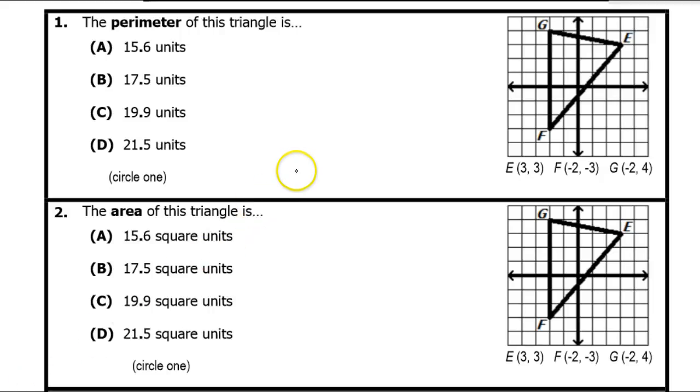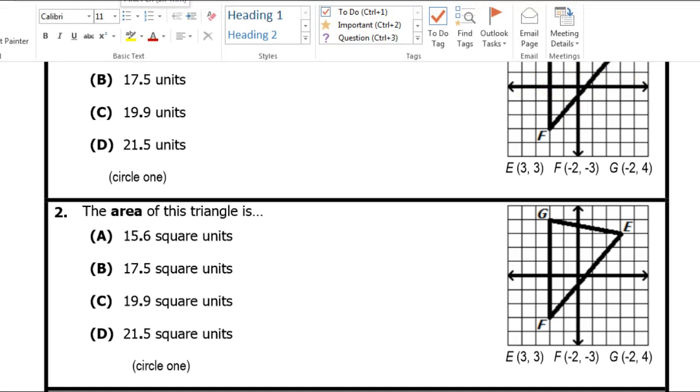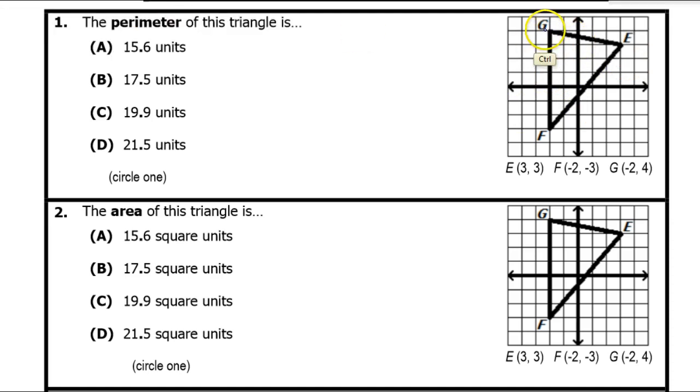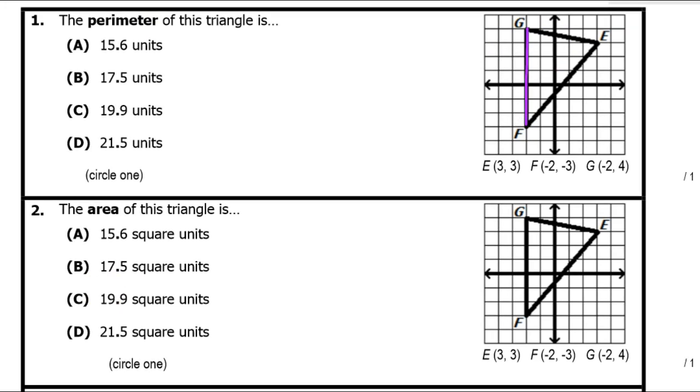In this video, I will show you how to find the perimeter and area of various polygons. Now, the perimeter is just the sum of the lengths of all of the sides. If I have a vertical portion or a horizontal portion, I can just count that. But the diagonal lines, we will have to use the Pythagorean theorem.